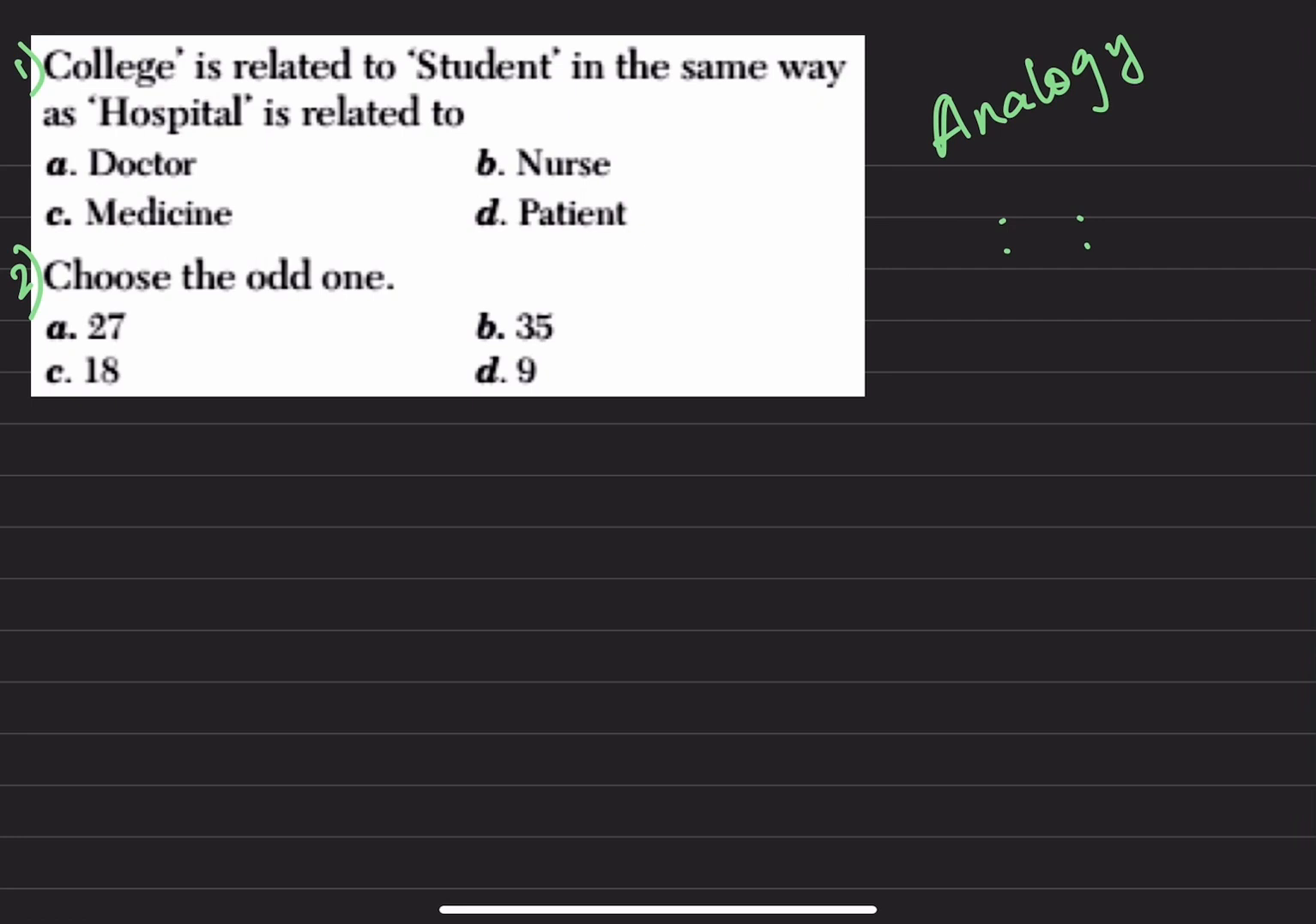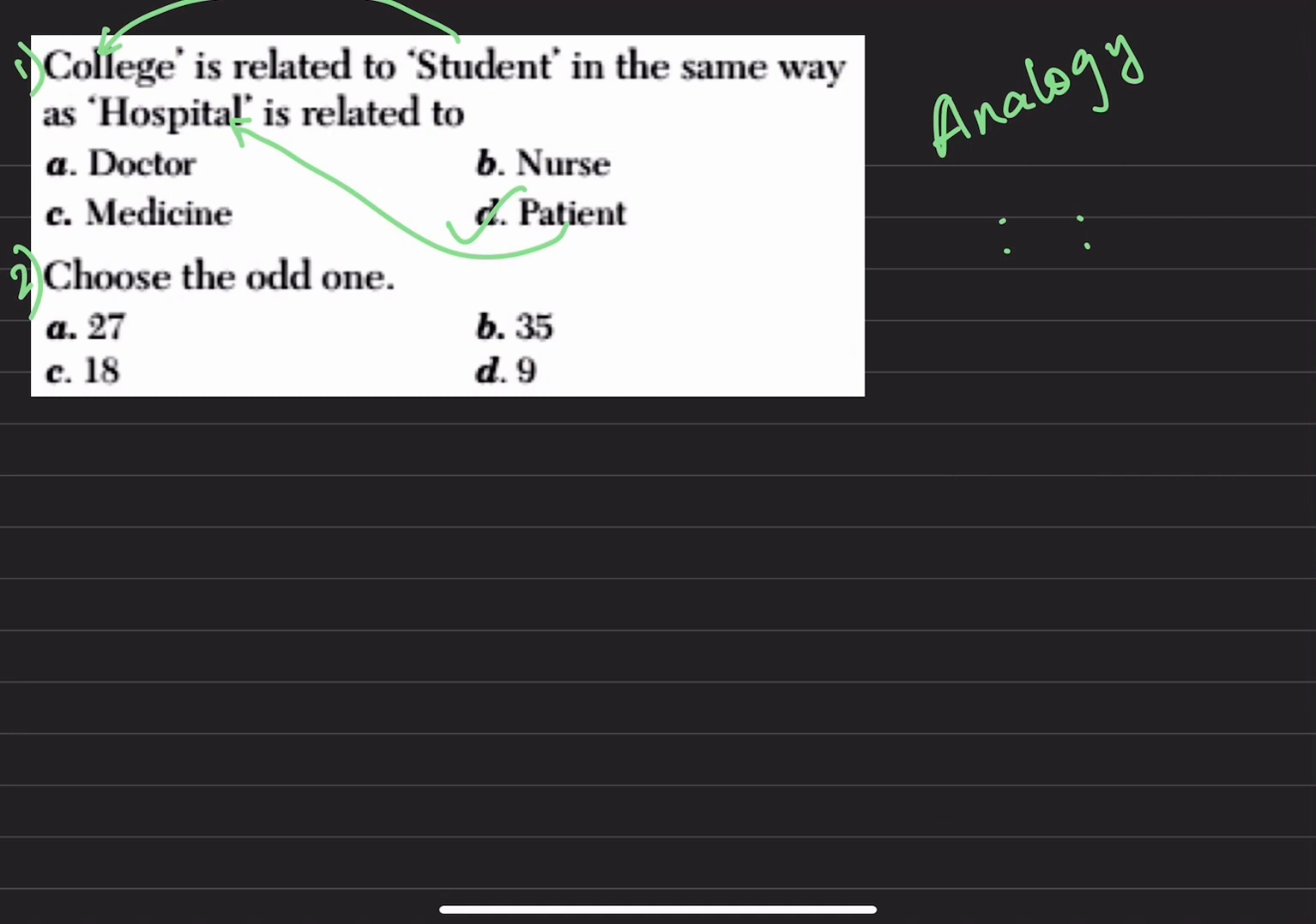And in the same way, hospital is related to what? A doctor, B nurse, C medicine, D patient. Doctors try to heal people. Nurses also help, medicine also helps, whereas patients go to hospital to get cured. So the answer would be D, patient. In the same way that students go to college to gain and attain knowledge, patients go to hospital to get cured, to get better, right?